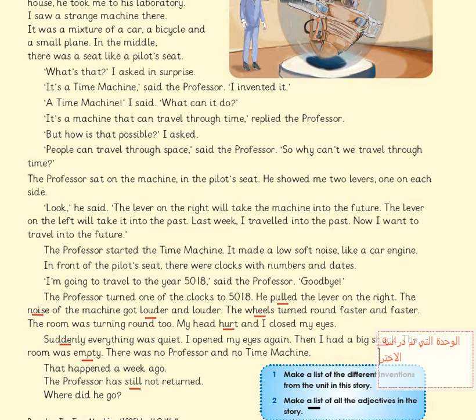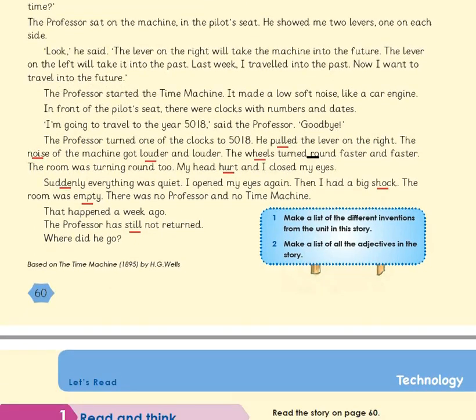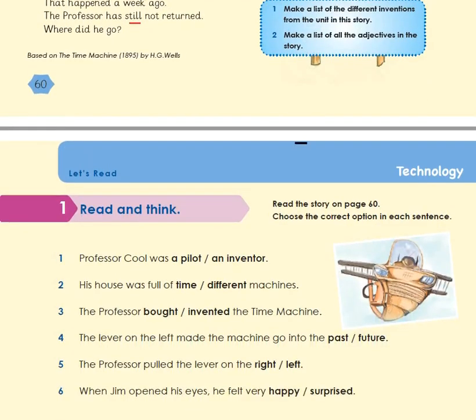Number 2, make a list of all the adjectives in the story. حاول انك تعمل قائمة بجميع الصفات اللي مرت معنا في القصة. اذا عندك مهمتان. الاولى كتابة الاختراعات اللي مرت معنا من الوحدة الموجودة في هذه القصة. Number 2, make a list, اعمل قائمة بالصفات. اي صفة مرت معك اكتبها في ورقة خارجية في list قائمة.